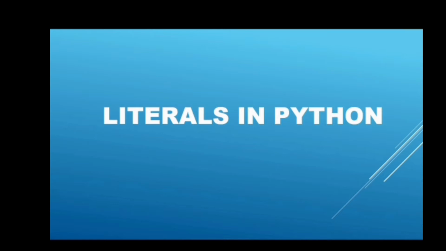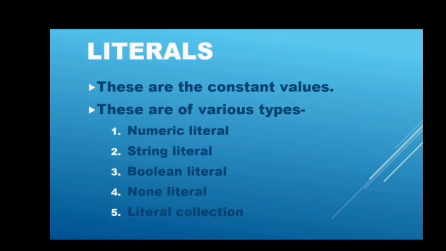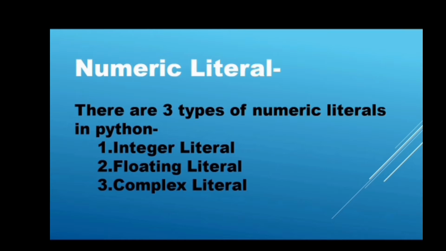In this video, we will be discussing the various literals in Python. As I discussed in the previous video, there are 5 types of literals in Python: numeric literal, string literal, Boolean literal, None literal, and literal collections. Starting with the numeric literal, there are 3 types of numeric literals in Python: integer literal, floating literal, and complex literal.